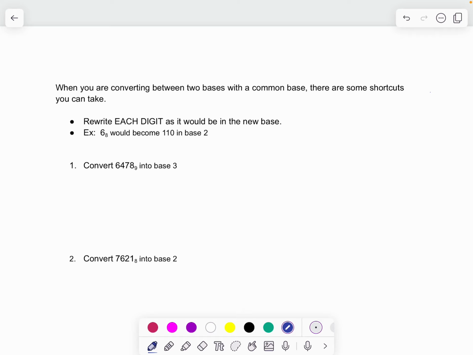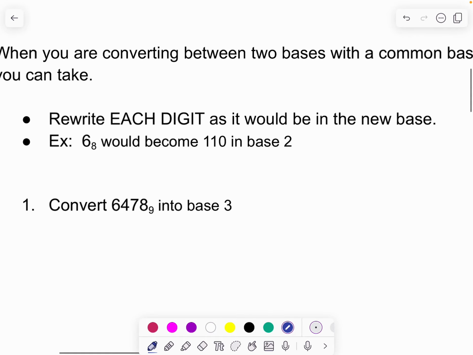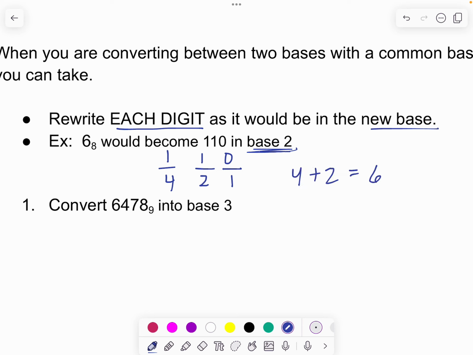So when this occurs, what we can do is rewrite each digit as it would be in the new base. My example here is 6 base 8. Well, if I think about how I would write it in base 2, in base 2 I have my 1's place, my 2's place, and my 4's place. So if I wanted to represent 6 in base 2, there is 1 four, 1 two, and 0 ones, because 4 plus 2 would give me 6.